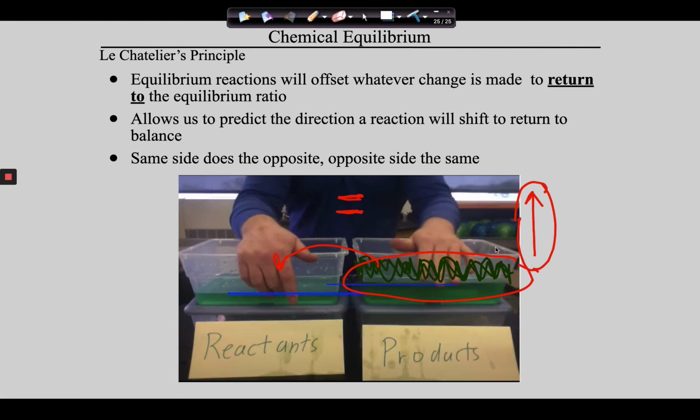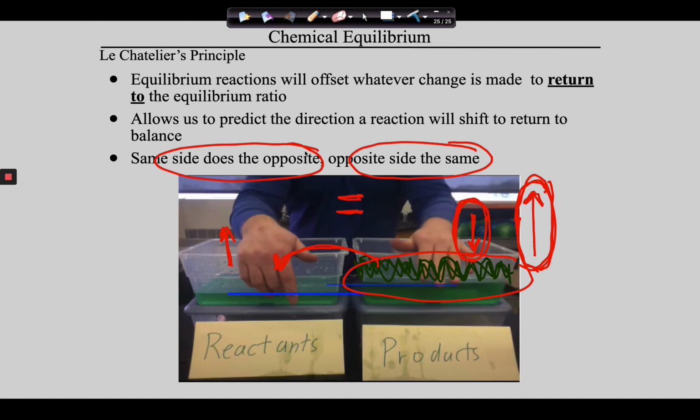So how does the reaction respond? Well, it takes that water on the right and moves some of it to the left. So what does that do? In response, this goes down and this goes up. So guys, look at what that says. Same side does the opposite, opposite side does the same. If the change that we made was to make the right side go up, look at how it responds. On this side of the reaction, the same stuff will do the opposite.